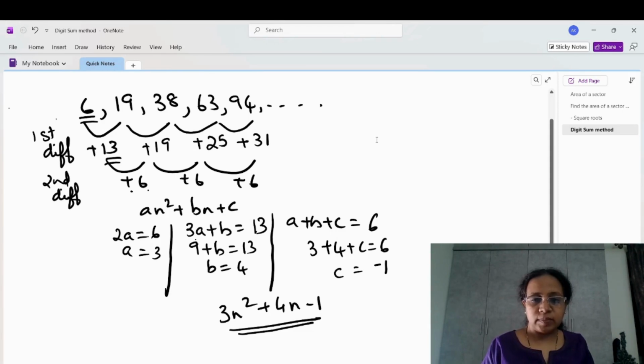So I hope this has become clear to you. This is the way we will find the nth term of a quadratic sequence.